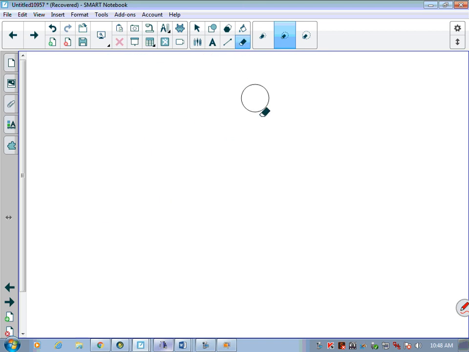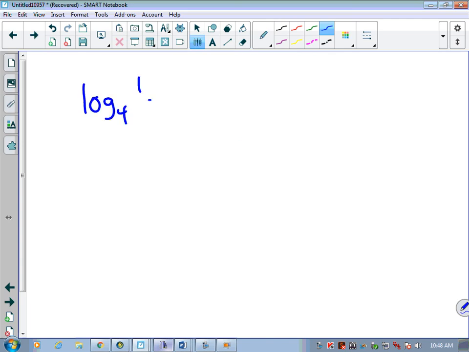I think this next one's easier. Log base 4 of 1/64 equals x. What do you mean you just plug this one in your calculator? You just log base 4.